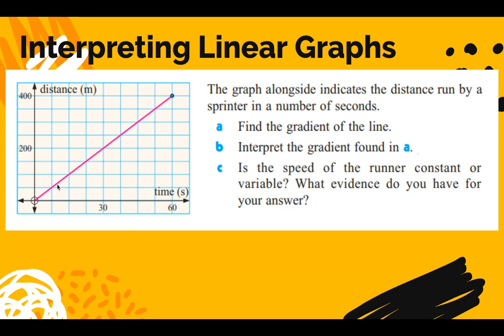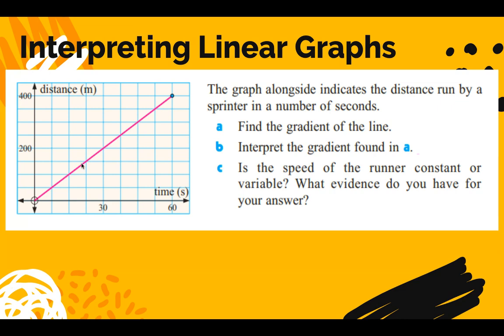So no matter which 2 points I pick on the line, the slope, the gradient, will always be the same, which tells us that the speed is a constant rate of change. It is always increasing, and it is always increasing at the same rate. So I want to find the gradient, and I want to interpret that gradient. So I'm going to pick 2 points on the line, and I'm going to count the rise, which is the change in y, or the vertical distance, over the run, which is the change in x, the horizontal distance.